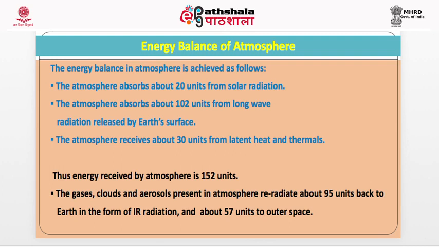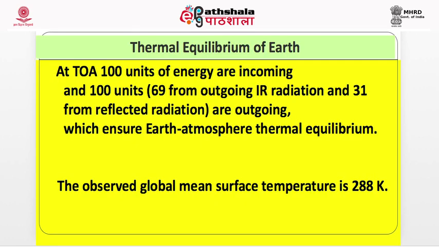The gases, clouds, aerosols present in the atmosphere re-radiate 95 units back to the Earth in the form of IR radiation, and about 57 units to the outer space. So, these 95 units which are sent back to the Earth, not allowed to go, this is responsible for global warming, increase in temperature. Thermal equilibrium of the Earth.